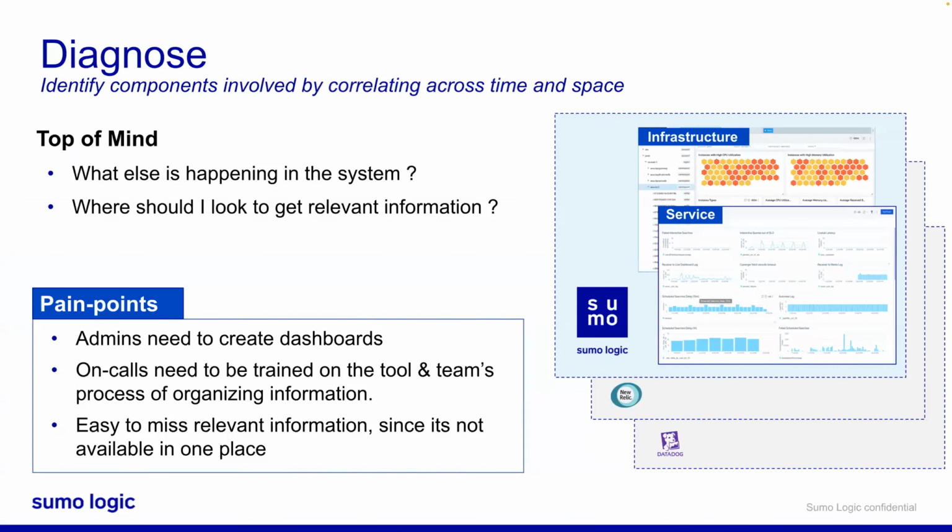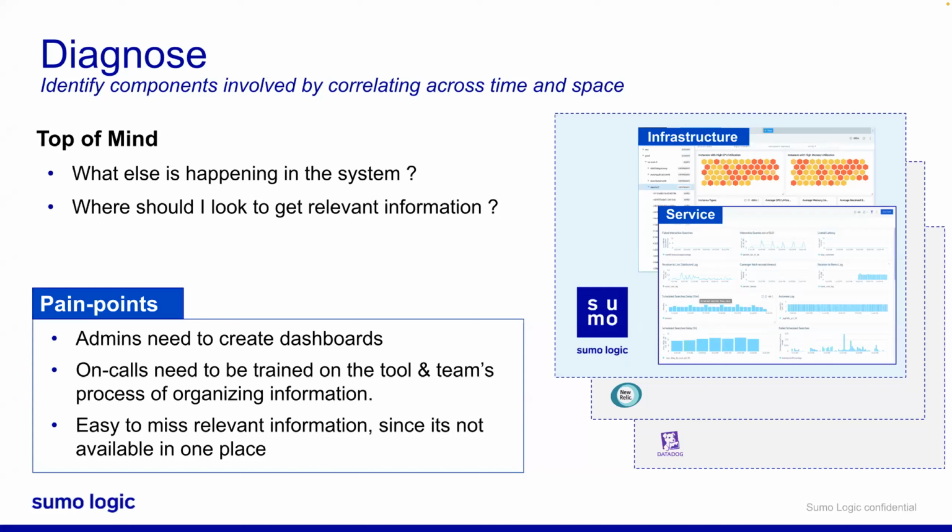Let's dive a little bit deeper into these unassisted steps. First one is this diagnose step. Here, the top of mind question is you've gotten an alert and you're trying to figure out, okay, what should I look at? What information should I consume that would tell me what's going on, what's the issue? The top of mind things for a developer at this stage are, what are all the other things that are happening in the system around the time that this alert fired? And where should I even go and look to get relevant information?